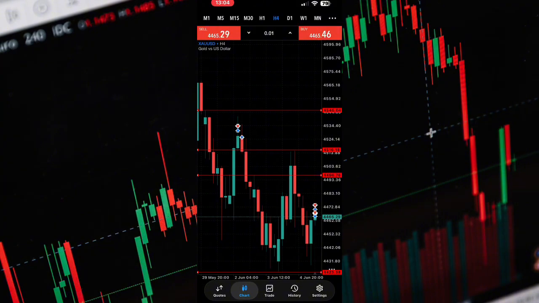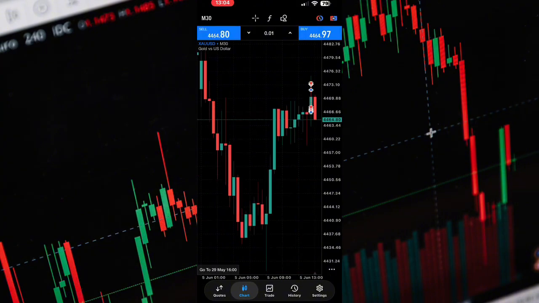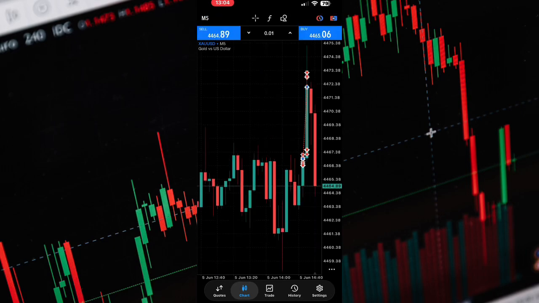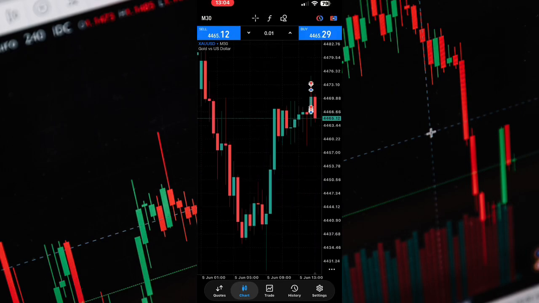Then we go back to 30 minutes. Now as a scalper, you can either use the 30 minutes time frame, the 5 minutes time frame, or the 1 minute time frame. Now I don't trade with the 1 minute time frame. I majorly trade with the 5 minutes or the 30 minutes. That's where I see the market more. This is how it works for me. It may not work for you that way.